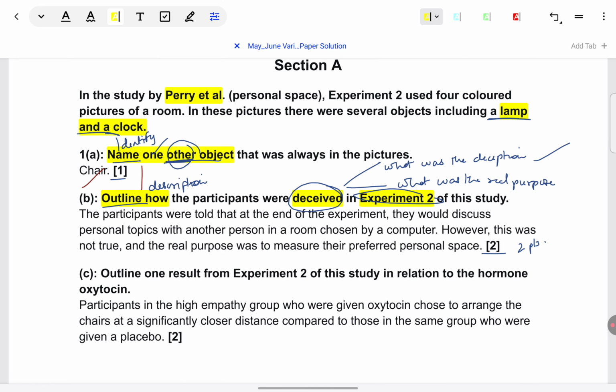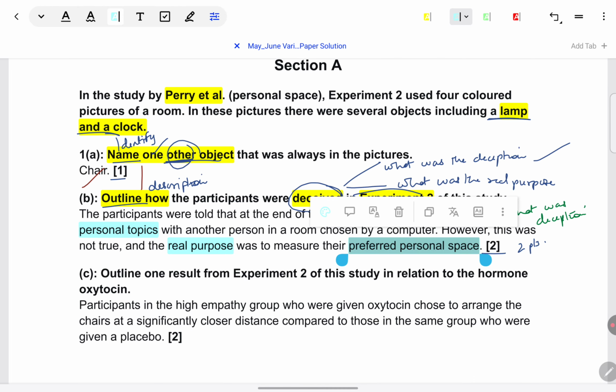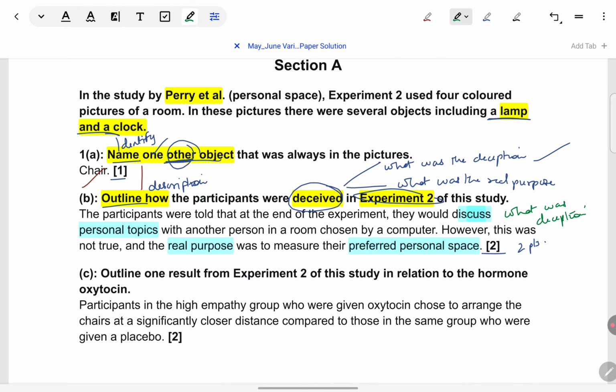Here you can see in the model answer, the participants were told that at the end of the experiment, they would discuss personal topics with another person in the room as chosen by the computer. So here the candidate has explained what the deception was, the deceptive instruction given to the participants. But then they've also specified the real purpose of the experiment. The real purpose was to measure their preferred personal space. This part is very important, which most students miss out on. Now the examiner will see that, okay, the deception is specified, the real purpose is given, and they will award 2 marks. Let's look at the next part.